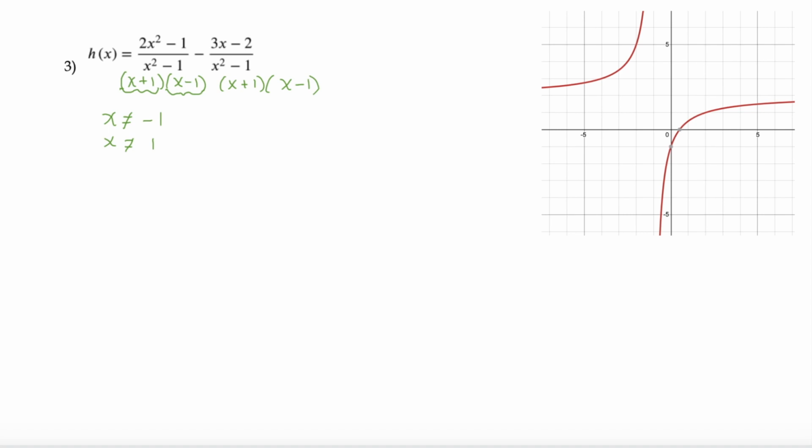So when I'm writing my domain here, I want to skip both negative 1 and positive 1. We're still going to go from negative infinity to negative 1. We're going to hop over negative 1. Our next piece then is going to be at positive 1, is how far we can go. And then we'll skip over positive 1 and continue to infinity.